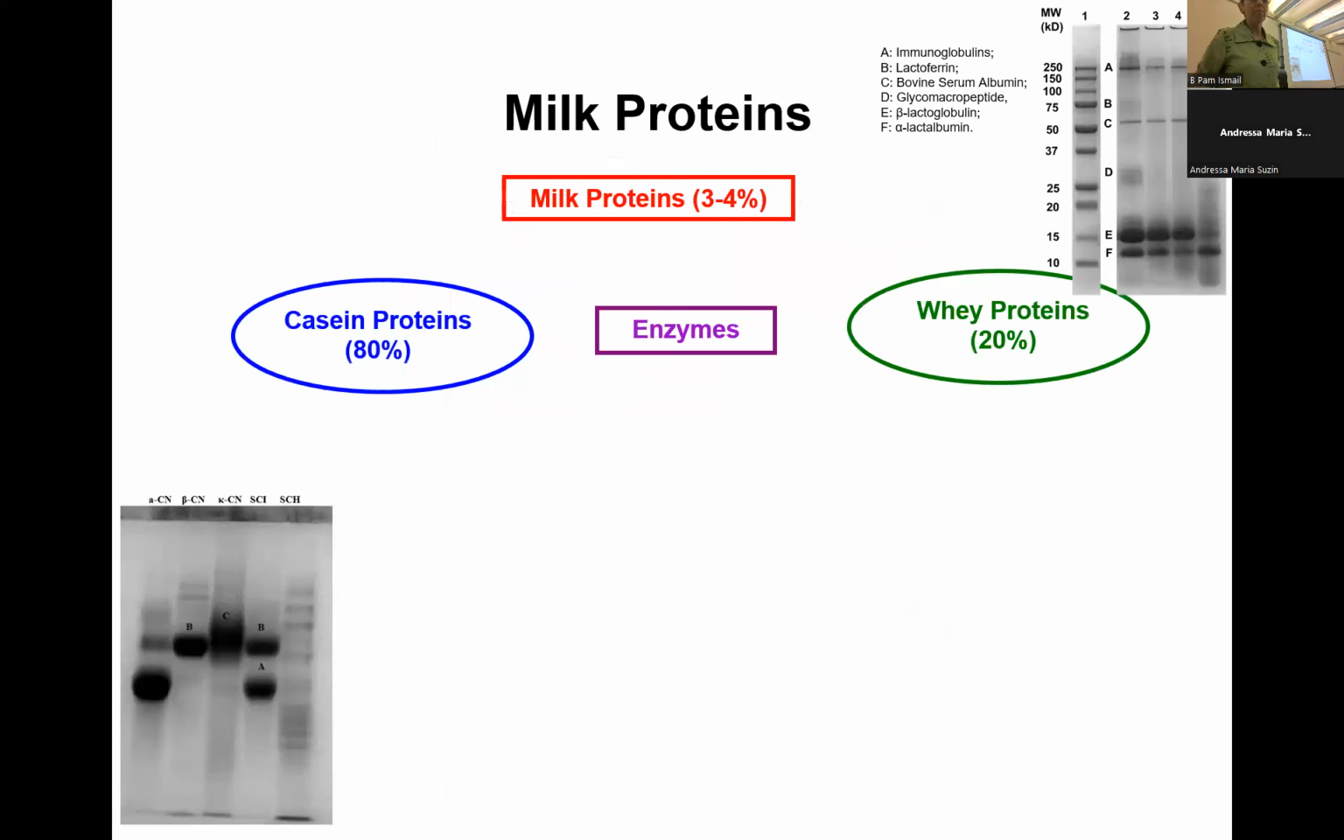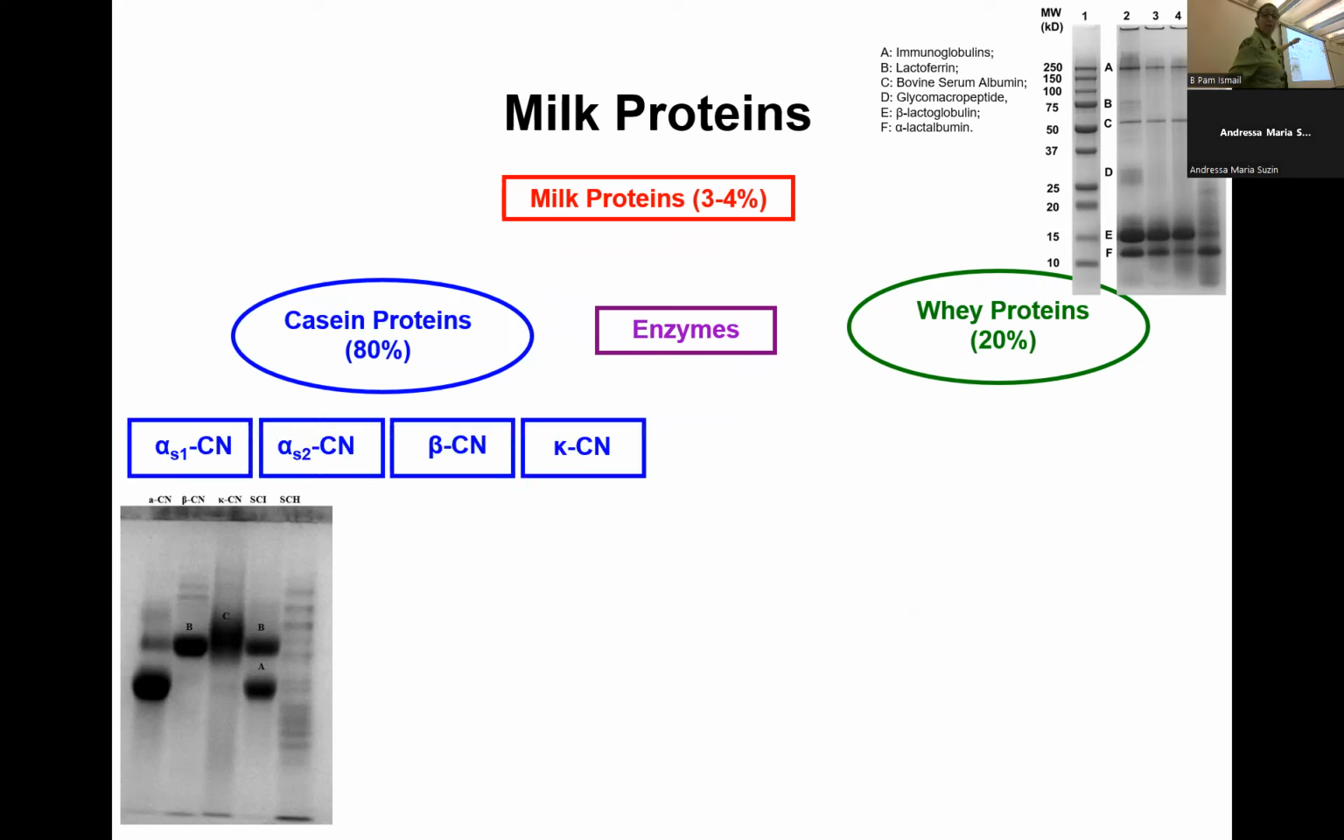Okay. So we're going to talk about casein and whey proteins. In casein, we're going to talk about alpha casein. There's alpha S1, alpha S2, and we're going to differentiate those. Beta casein, kappa casein. So we have those four different caseins: alpha S1, alpha S2, beta, and kappa.